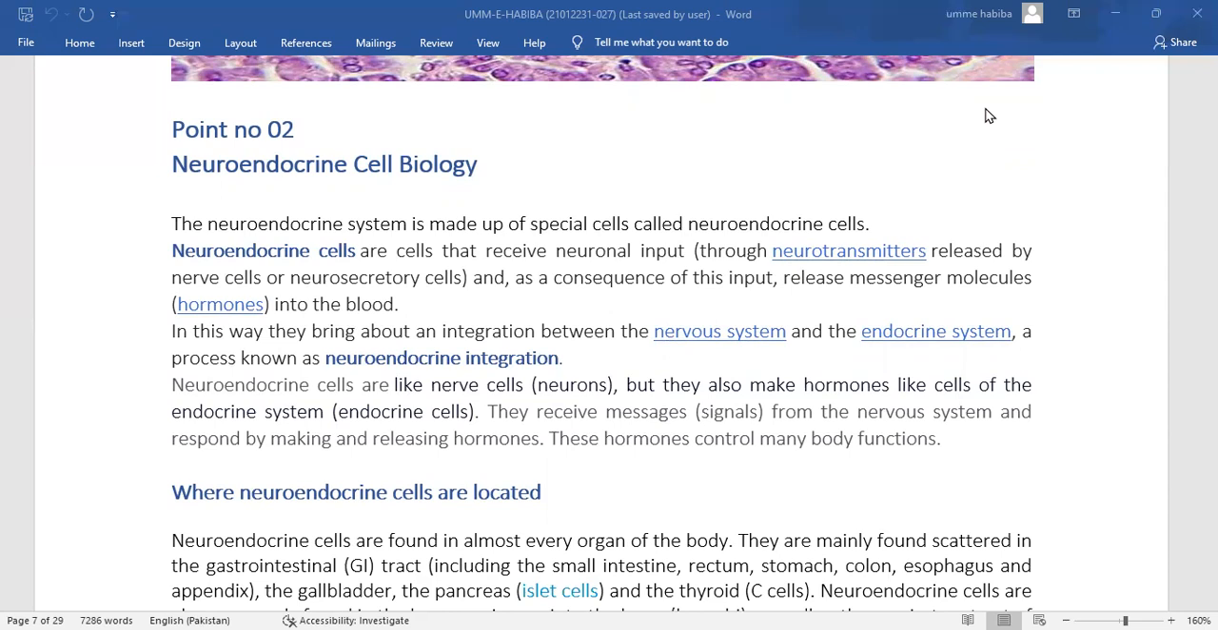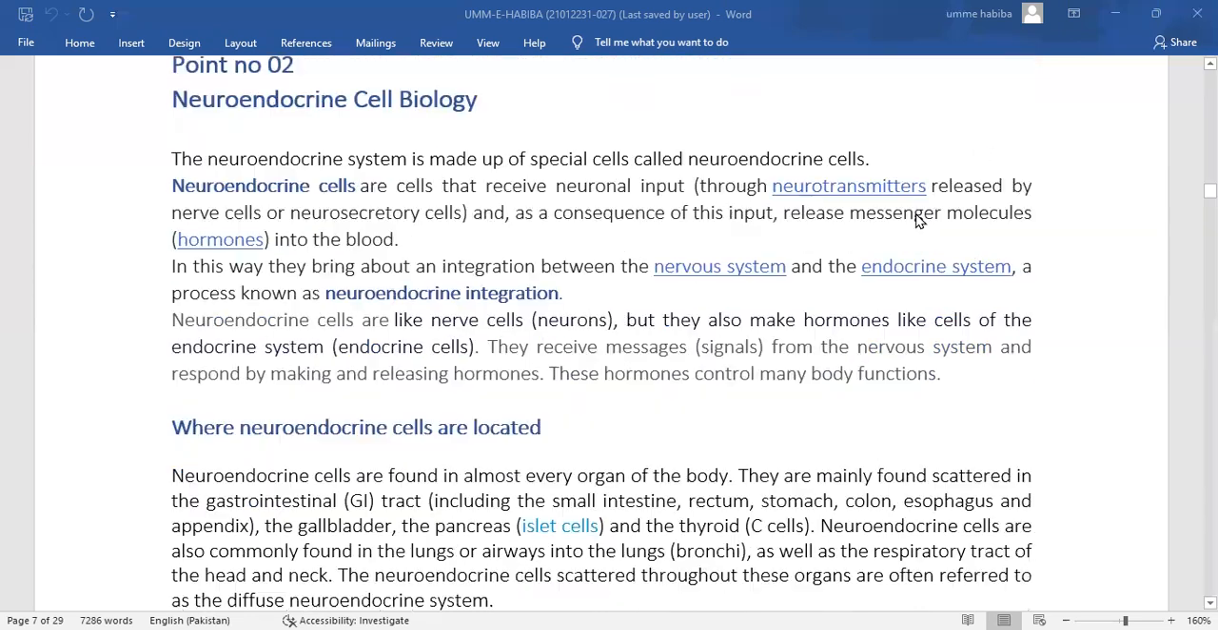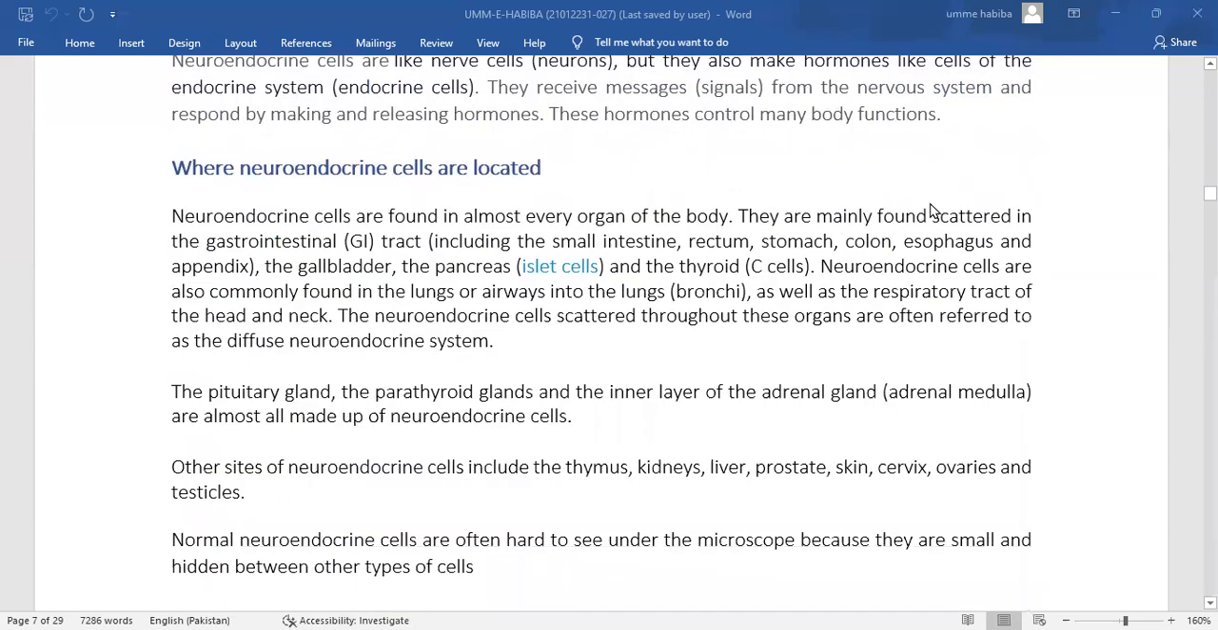Neuroendocrine cells are like nerve cells, basically neurons, but they also make hormones like cells of the endocrine system. They receive messages from the nervous system and respond by making and releasing hormones. These hormones control many of our body functions.